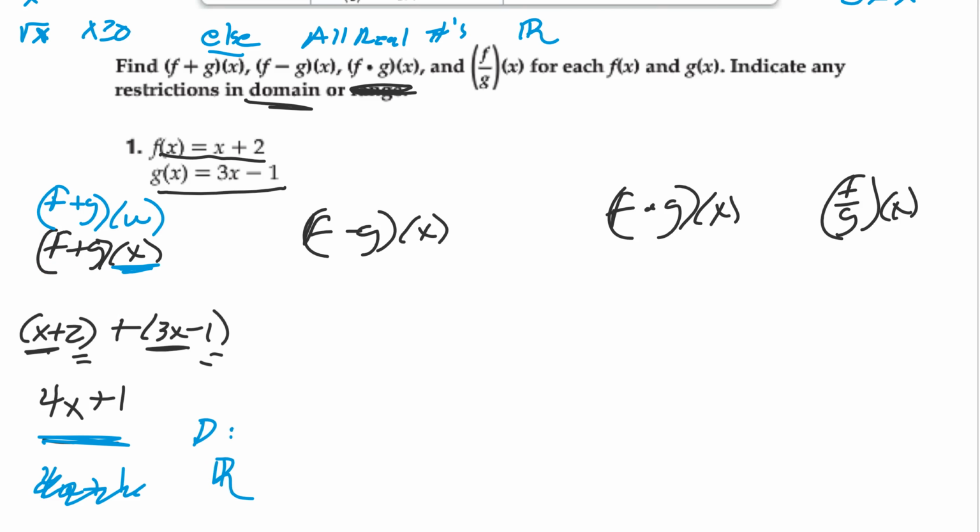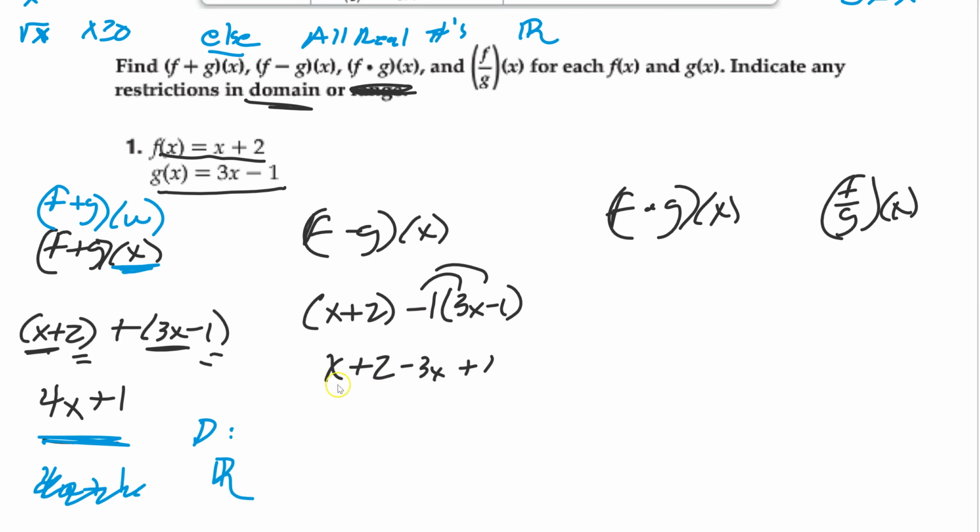Next one, f minus g of x. Again, that just means what variable we're using. So in this case, we're going to do f minus g of x. And this one you have to watch out for the parentheses, because it's a negative one you have to distribute. So you get x plus 2 minus 3x plus 1, negative 1 times negative 1. Add like terms. Add it correctly, almost messed up there. Negative 2x plus 3. And my domain, again, no fraction, no square root, real numbers.